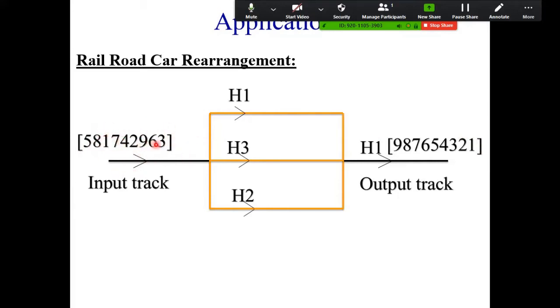What should I do? These cars should wait in holding tracks. I have to keep all 6 cars before car number 1 waiting in holding tracks. Next, I have to take car number 1 to the output, like this. Next, car number 2 to the output. Next, car number 3. Next, car number 4. Car number 5. Car number 6. Car number 7. Car number 8. Car number 9. So this is how you have to take the cars from the input track to the output track by using the holding tracks. Here your holding tracks are nothing but your queues. This is one application of railroad car rearrangement.